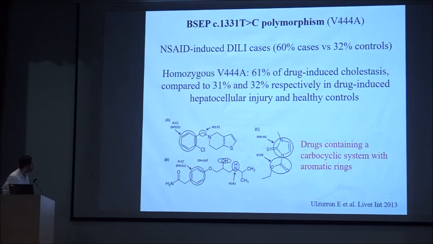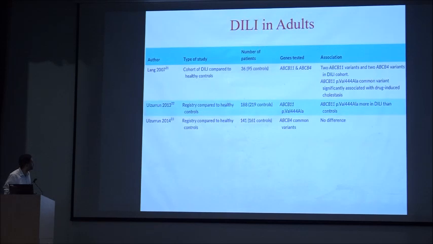What this study also shows is that drugs which contain a carbocyclic system with an aromatic ring are the drugs known to inhibit BSEP intracellularly. So this was the first study I talked about, which described this common variant of V44A. Then there are other registry studies which have shown that ABCB11 variants are again more common in DILI than controls. Other genetic variants like ABCB4 were not commonly found to be different between the two groups.